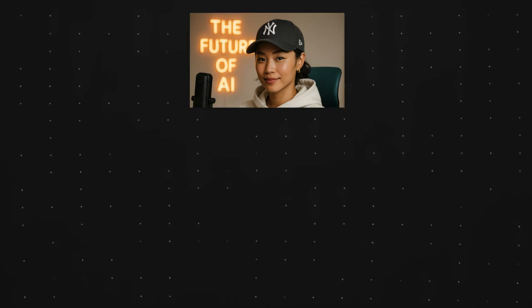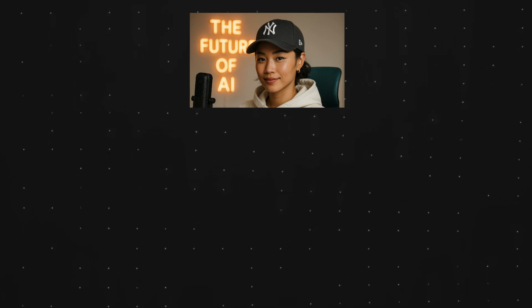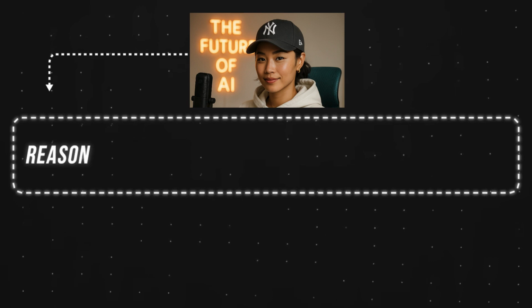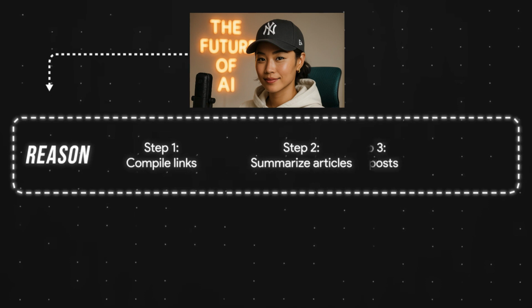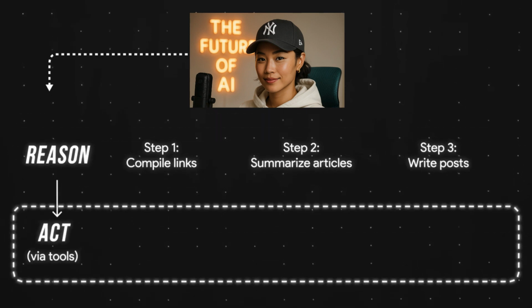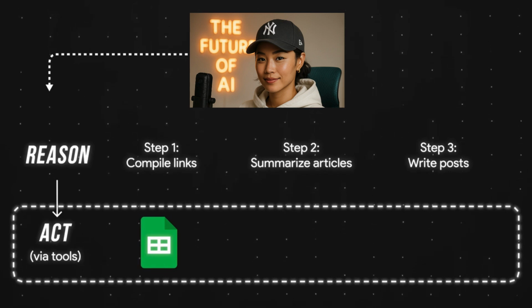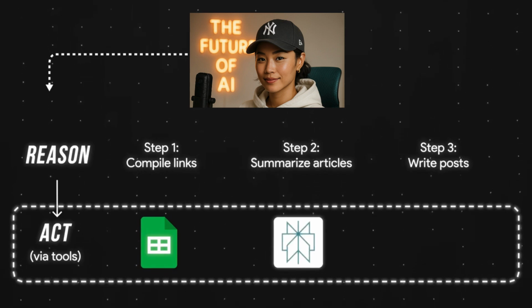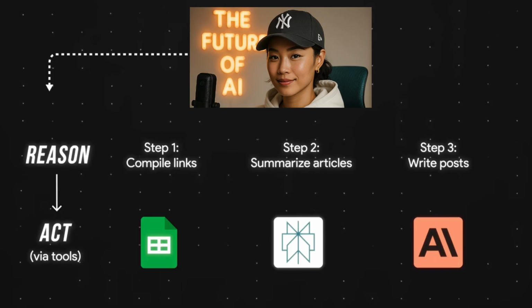Continuing the make.com example, let's break down what I've been doing so far as the human decision maker. With the goal of creating social media posts based off of news articles, I need to do 2 things. First, reason or think about the best approach. I need to first compile the news articles, then summarize them, then write the final posts. Second, take action using tools. I need to find and link to those news articles in Google Sheets, use Perplexity for real-time summarization, and then Claude for copywriting.